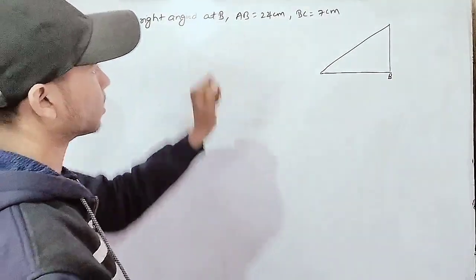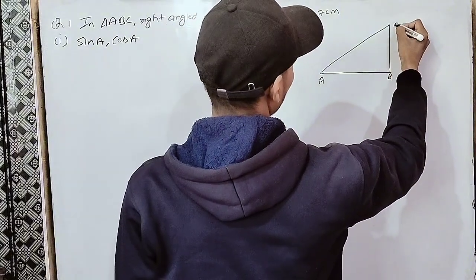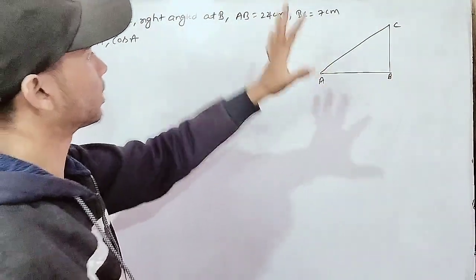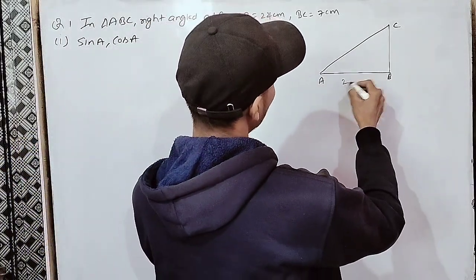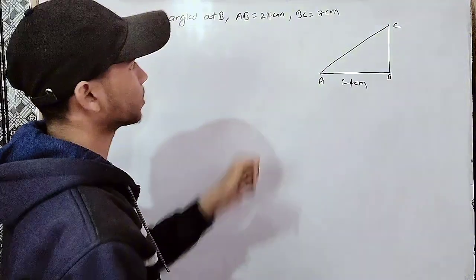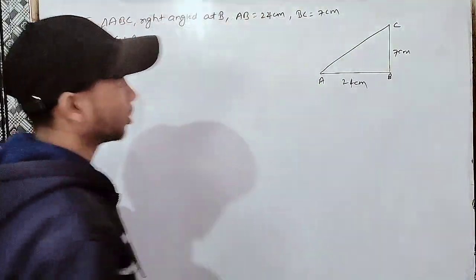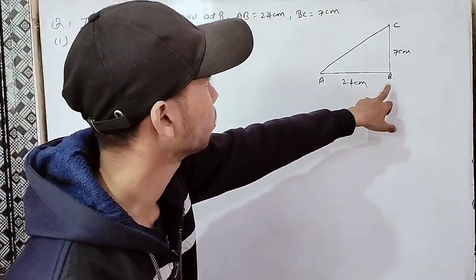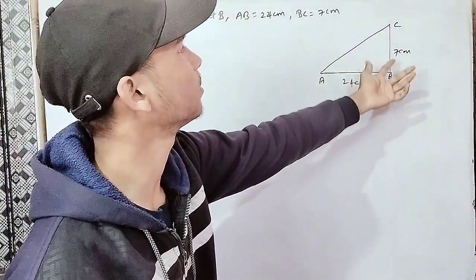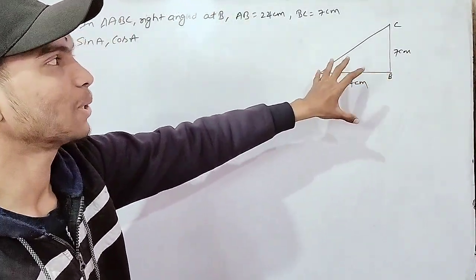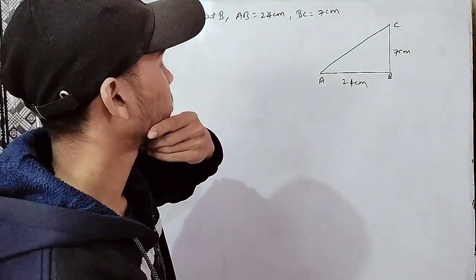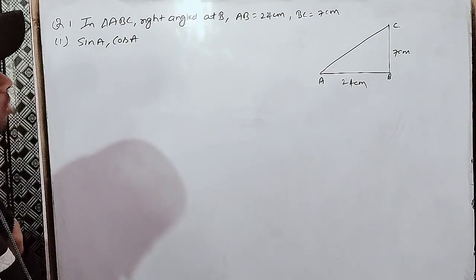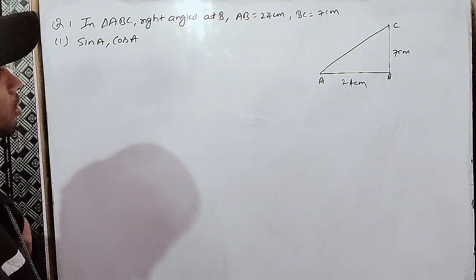Clear? Now, whatever we have, A and C. Let's name it. Here AB is a distance of 24 centimeter, and BC is 7 centimeter. So try to understand, bro. The distance from A to B is 24 centimeter, and the height BC is 7 centimeter. Now we are going to find out the slope.